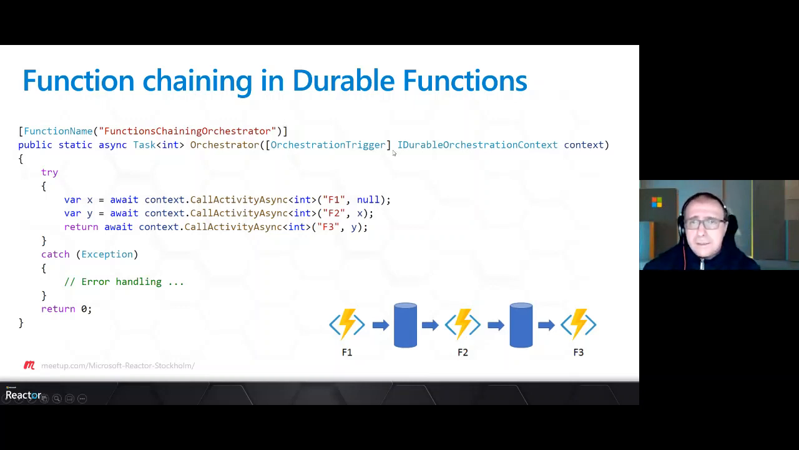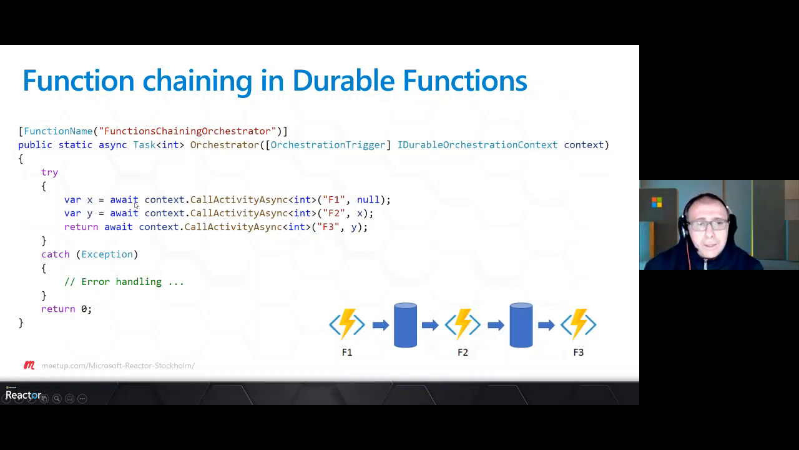In this snippet of code, you have a trigger. This is one of the triggers you have in Durable Functions. You use an orchestration, you use a context. This is the implementation of the context. With the context you pass the data from F1 to F2, from F2 to F3, and so on. The context allows you to call different functions.